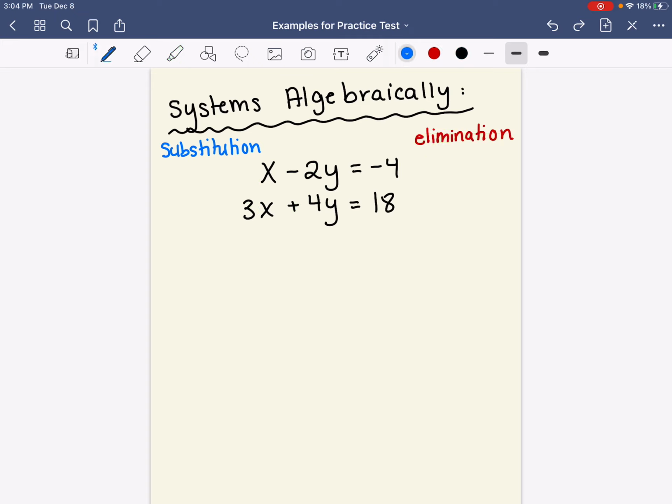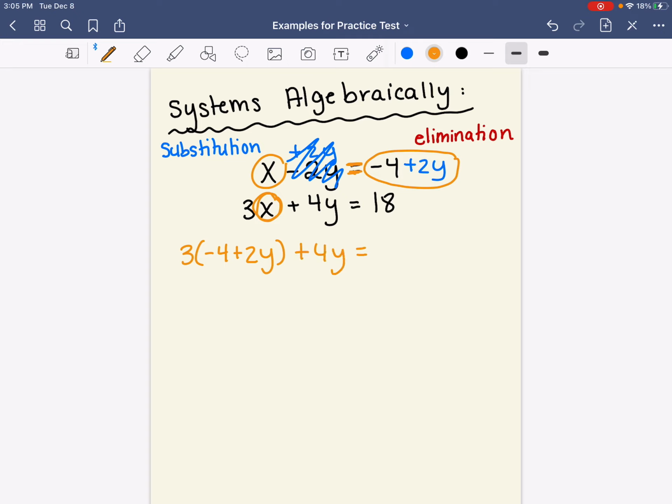So first, to do the substitution method, you would have to get x by itself. So I'm going to add 2y to both sides, and I get x equals -4 plus 2y. So once I know what x is equal to, I'm going to plug it in where my x used to be. X equals this, so I can plug it in where there is an x in my second equation. So I have 3 times (-4 plus 2y) plus 4y equals 18.